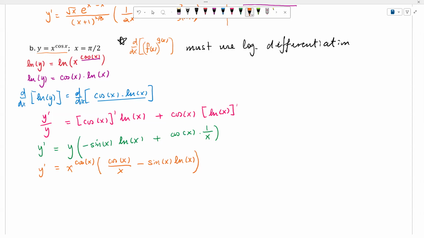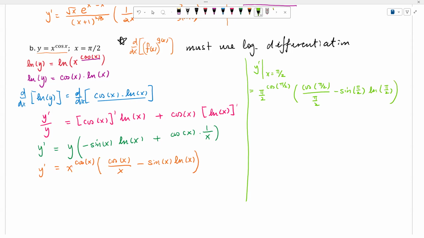Okay, so then now I would like to evaluate y prime at x equal to pi over 2. So which is equal to pi over 2 raised to the power of cosine of pi over 2, times cosine of pi over 2 divided by pi over 2 minus sine of pi over 2 natural log of pi over 2. Okay, this is what we have.